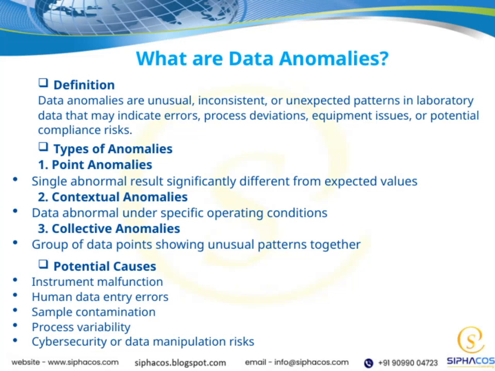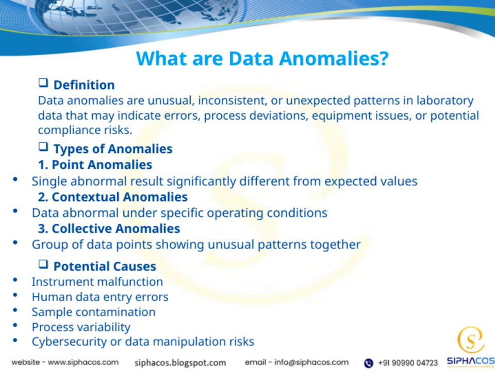So, what are data anomalies? Well, they are unusual, inconsistent, or unexpected patterns that we might see in laboratory data. These anomalies can be a sign of errors, deviations in our processes, equipment problems, or even potential compliance risks. Recognizing these is crucial because they can impact the accuracy and reliability of our data.